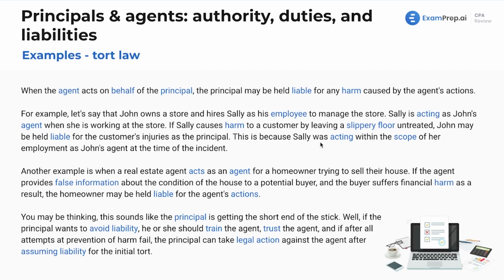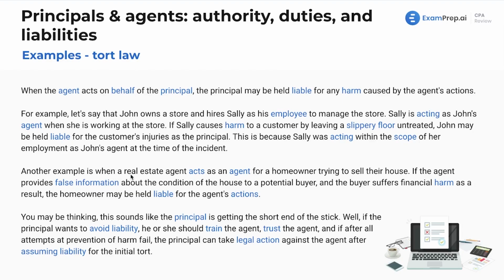This is because Sally was acting within the scope of her employment as John's agent at the time of the incident. Now, again, if John explicitly says in the contract something such as, Sally, you are going to put out a wet floor sign whenever you wipe the floors up or there's a spill, is that going to be further disputed in the courts? Probably. But for the purposes of the exam, something like this is going to be John's fault.